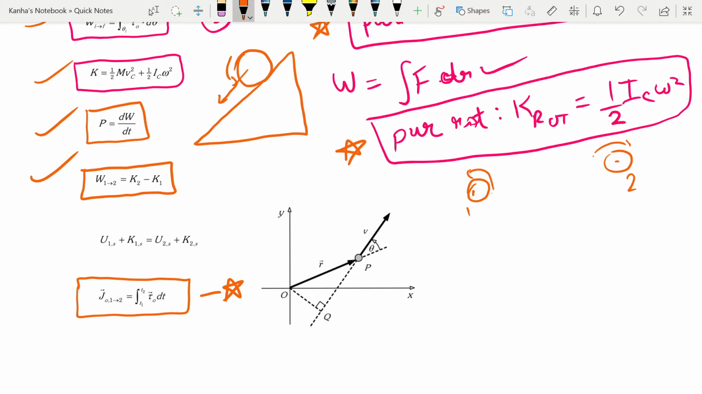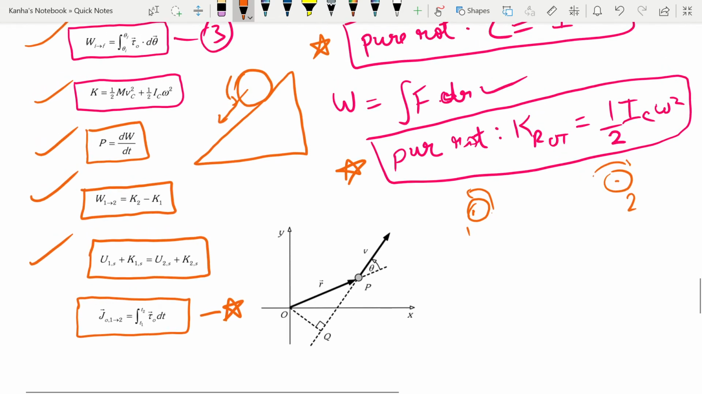Similarly, you can write that the potential energy plus the kinetic energy initially is equal to the final potential plus kinetic energy. So the conservation of mechanical energy still holds, and the conditions for this principle to be applied will be similar to the conditions that we read for pure translation motion. The only difference is that now you will also include an extra term, the rotational motion.